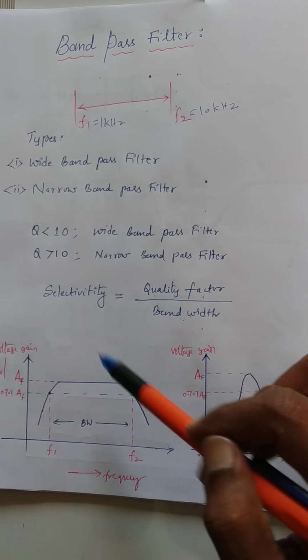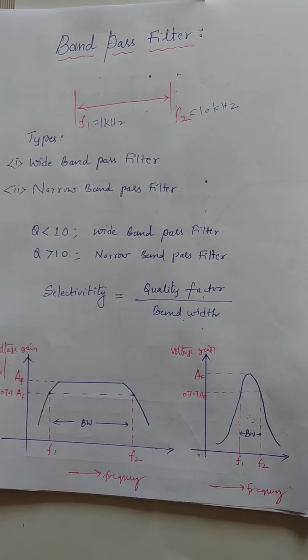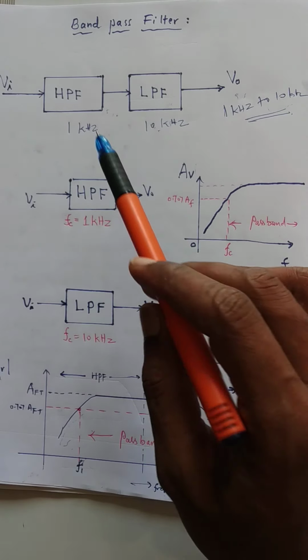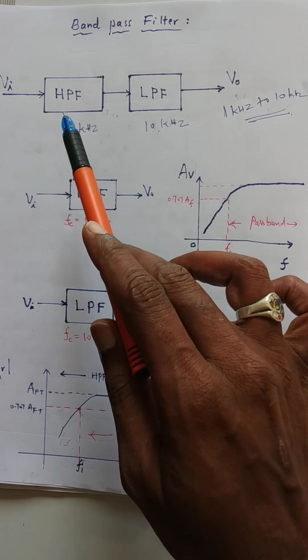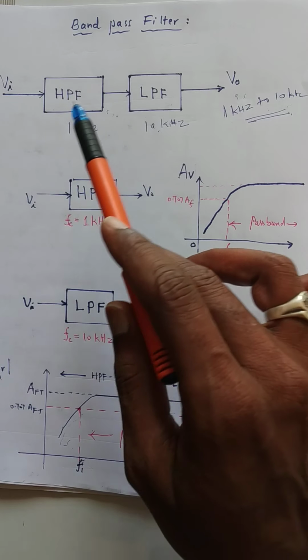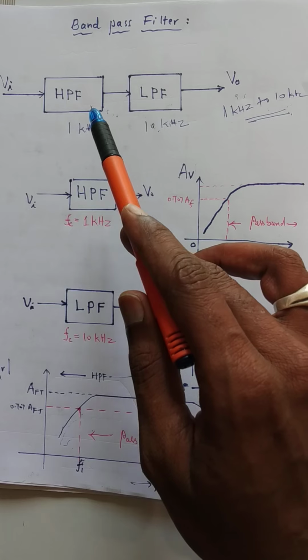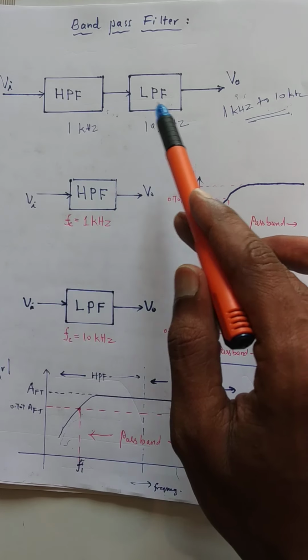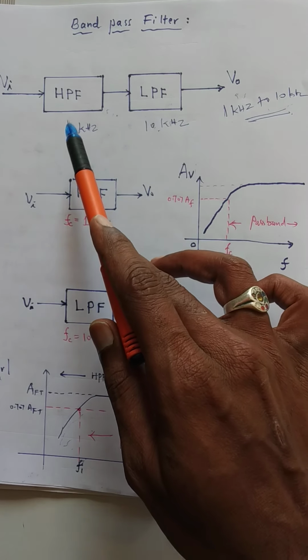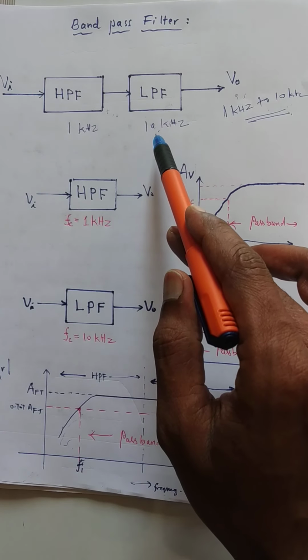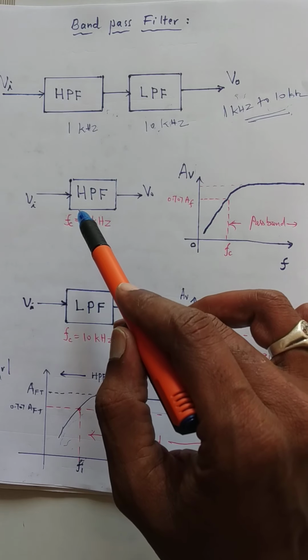Now, a band pass filter can be constructed by using one low pass and one high pass filter. In this diagram, I have used one high pass and one low pass filter, both connected in cascade. Cascade means the output of one stage is connected to the input of the other stage. Here, let the cutoff frequency of the high pass filter be 1 kHz and that of the low pass filter be 10 kHz. Then what does it mean?